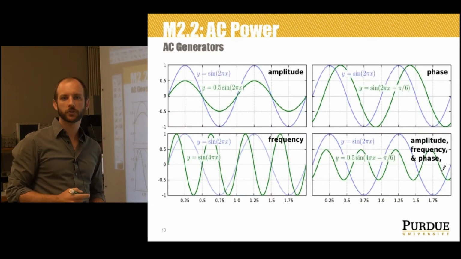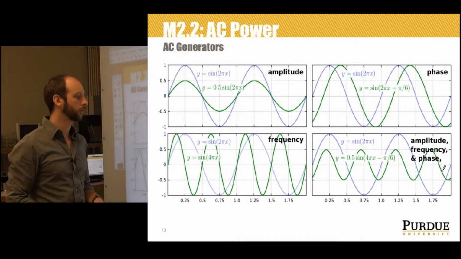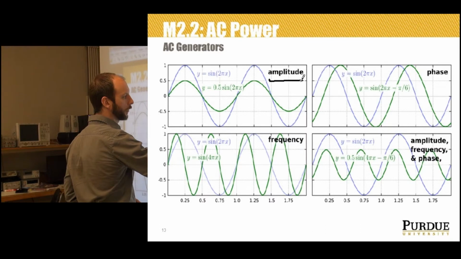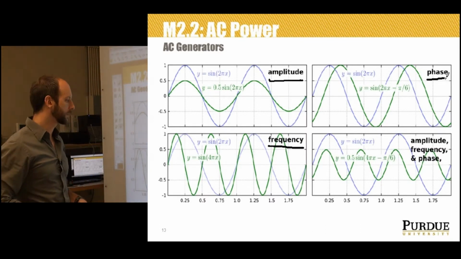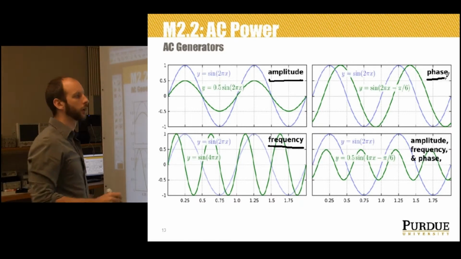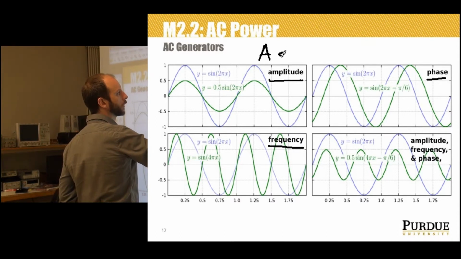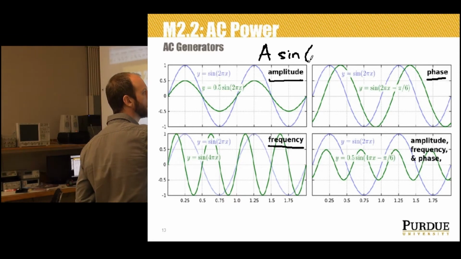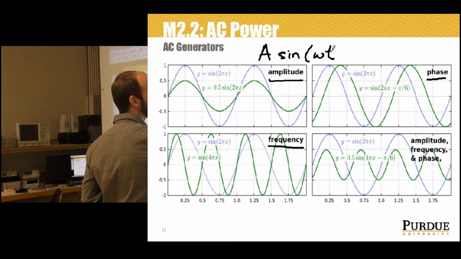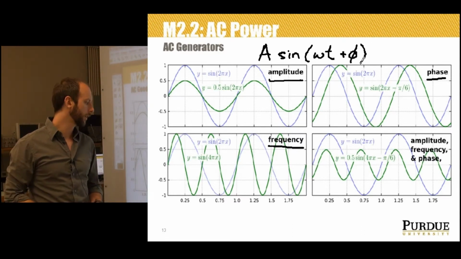All sinusoidal functions are specified by 3 parameters: amplitude, frequency, and phase. So if we have a sine wave, we can specify it in terms of those 3 terms. And if we were going to write that out, that's A sine of omega t plus phi. That's the general format for a sine wave.